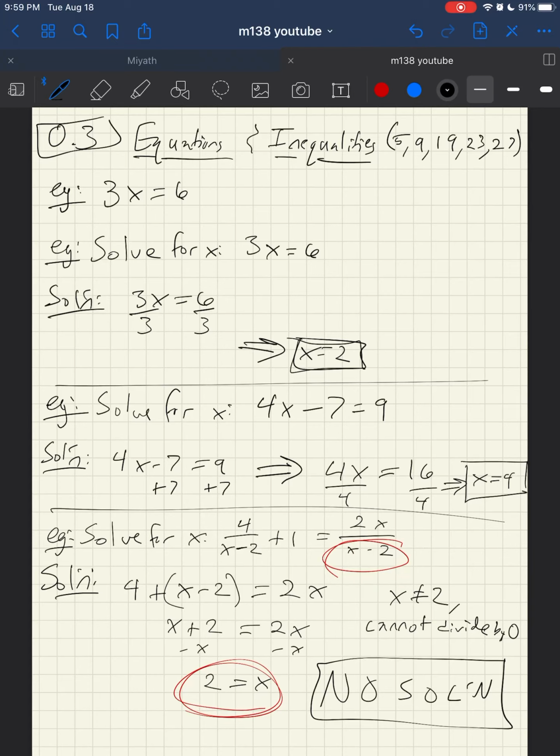Okay, that's breaking the rules. So the final answer here is no solution. Now, I'll give you that was a little bit tricky, but you want to make sure that when you get a value for x, it makes the equation true. And if we're dividing both sides by 0, I don't have a definition for this side. So I don't know whether they're equal or not because they're not defined.